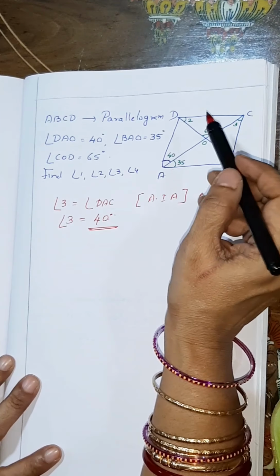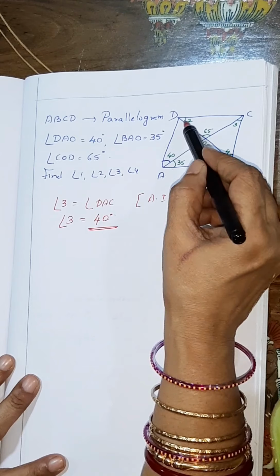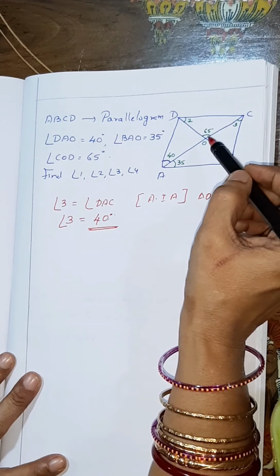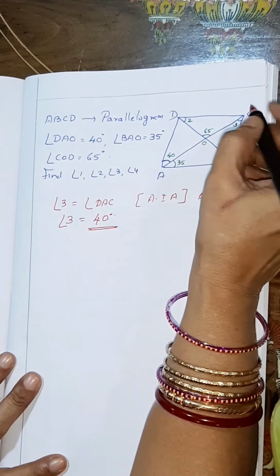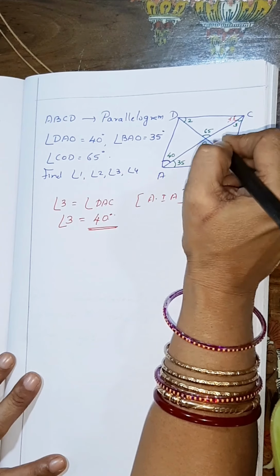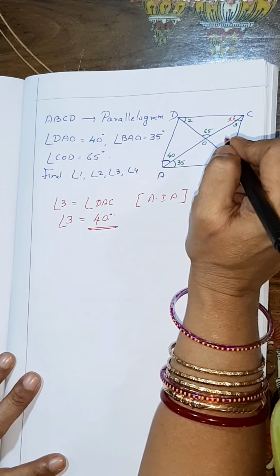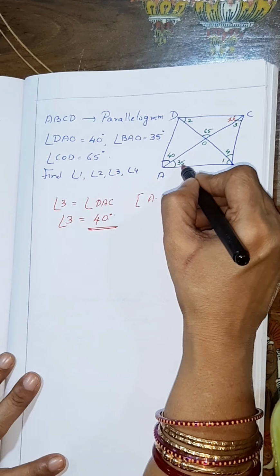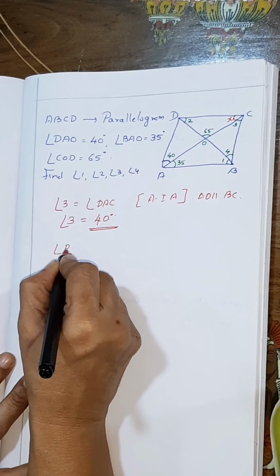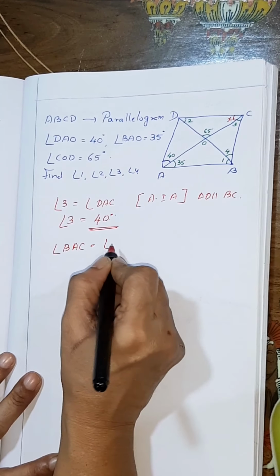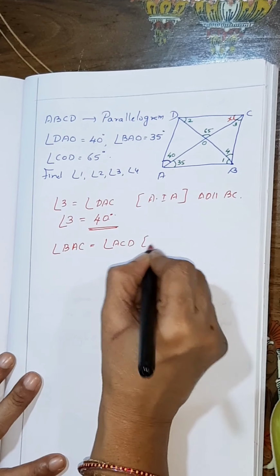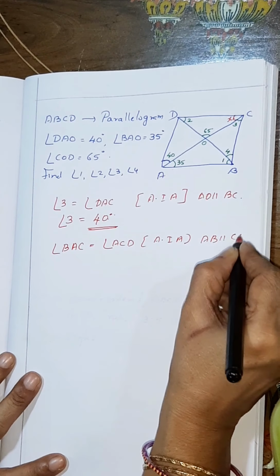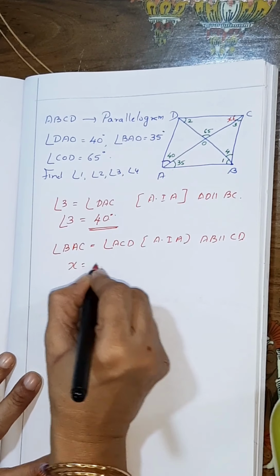Now, we have to find angle 2, angle 1. So, angle 3 we have got. Yes, let us put this as x. So, we know this is already given as 35. So, x is equal to angle BAC is equal to angle ACD. Again, alternate interior angles. Here AB is parallel to CD. Therefore, x is equal to 35.